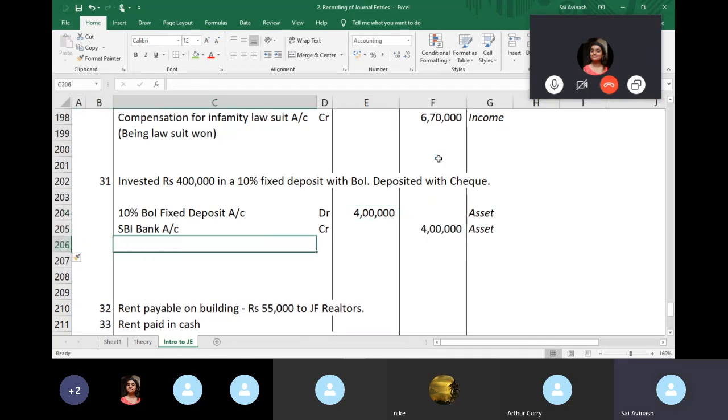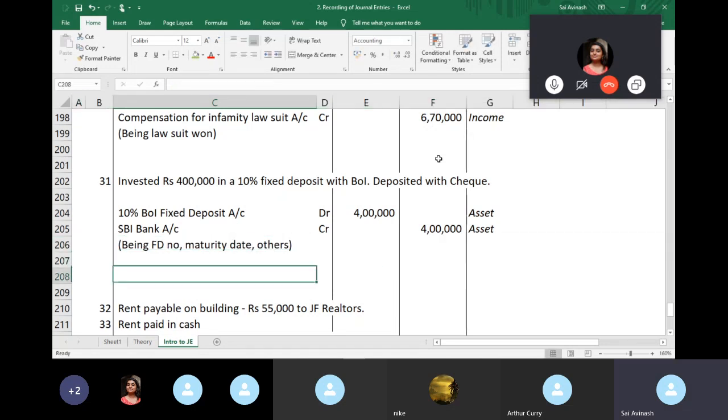So here you can mention the FD number, maturity date, any other details you want. So basically that's it. Shouldn't be a problem.